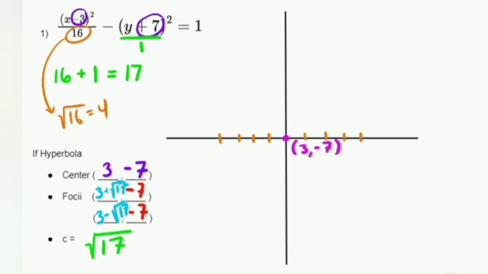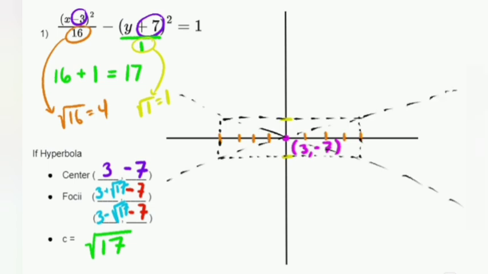The number under the x is 16. The square root of 16 is 4. That means I'm going to go left and right 4. So I put 4 hash marks. The denominator for the y is 1. The square root of 1 is 1. And so I'm going to go up and down 1.